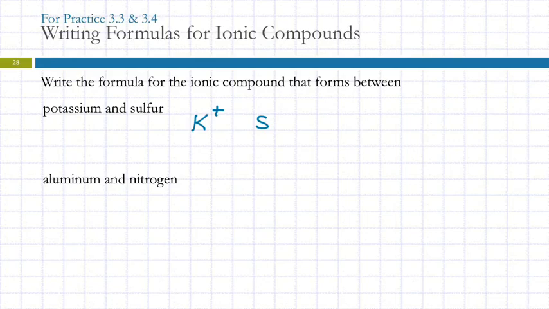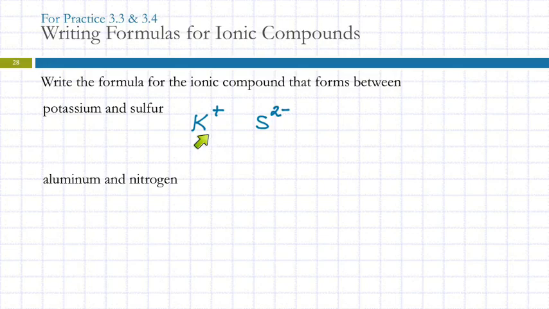What's the charge on a sulfur ion? 2 negative. Sulfur is a non-metal, it's going to be negative. Non-metals are negative. And if we start at the noble gases with argon and we count backwards, minus 1 to chlorine, minus 2 to sulfur. So that's the charge.